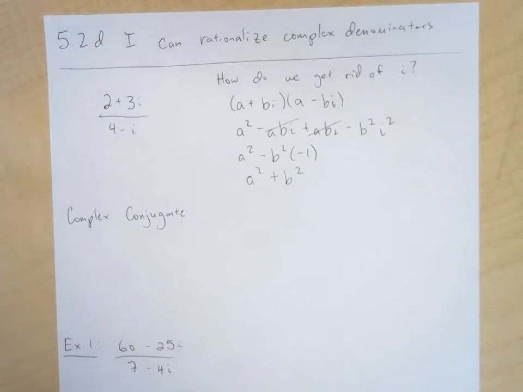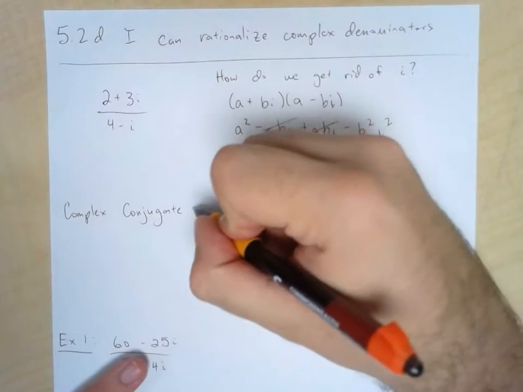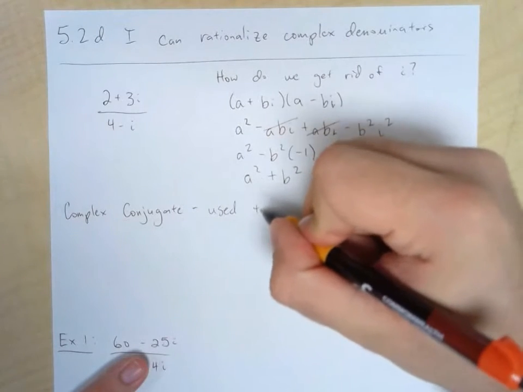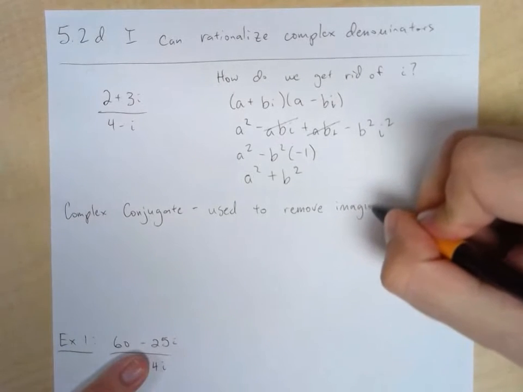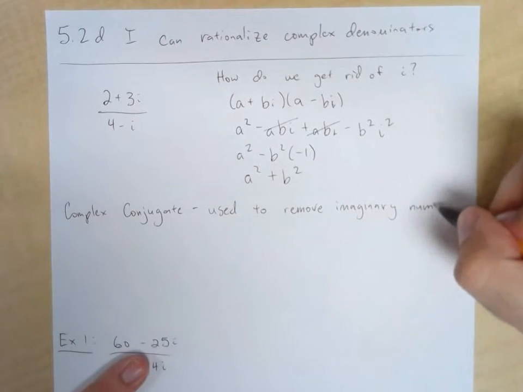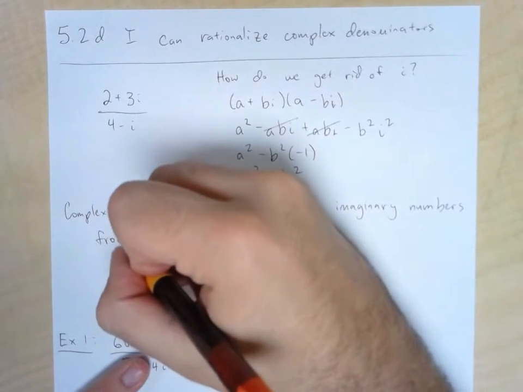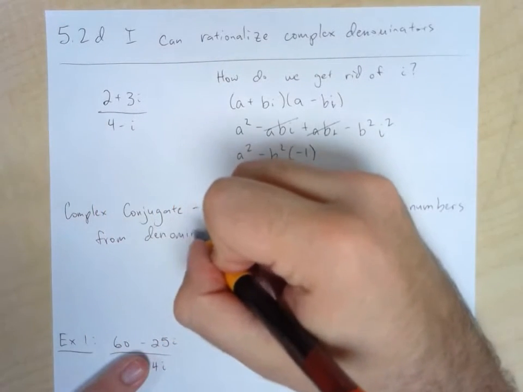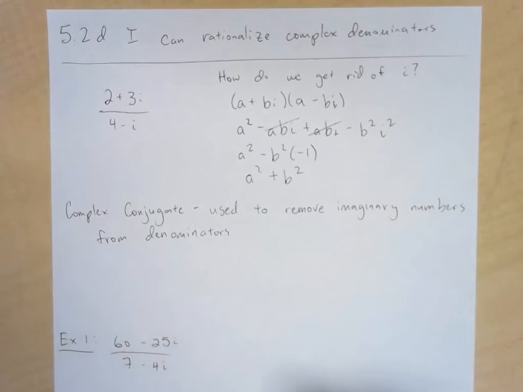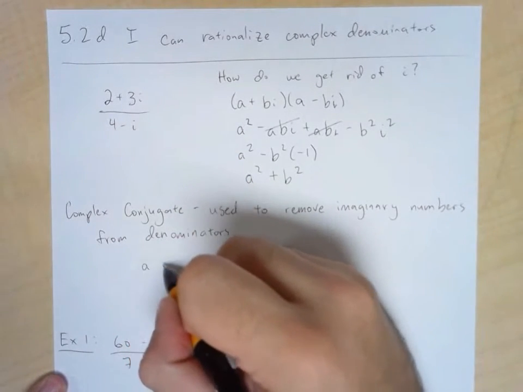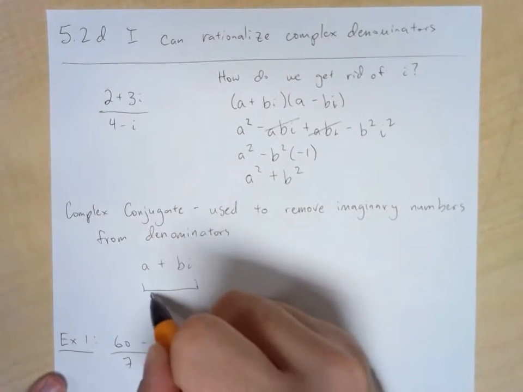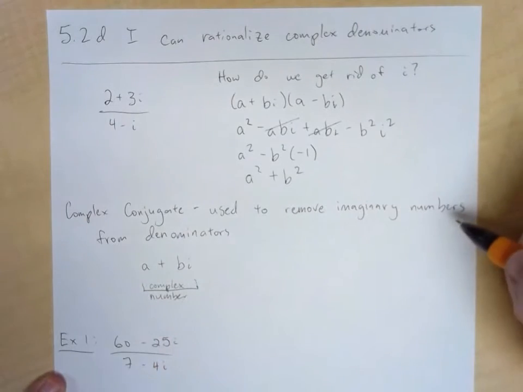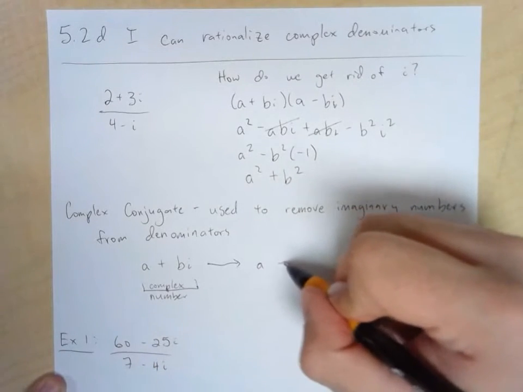We have this thing we're going to use today called the complex conjugate. And the complex conjugate is just used to remove, among other things, imaginary numbers from denominators. And remember, our complex number has two parts. It's got the a, which is our real part, and the bi, which is our complex part. So this is our complex number. And then the complex conjugate is going to be given by a minus bi.